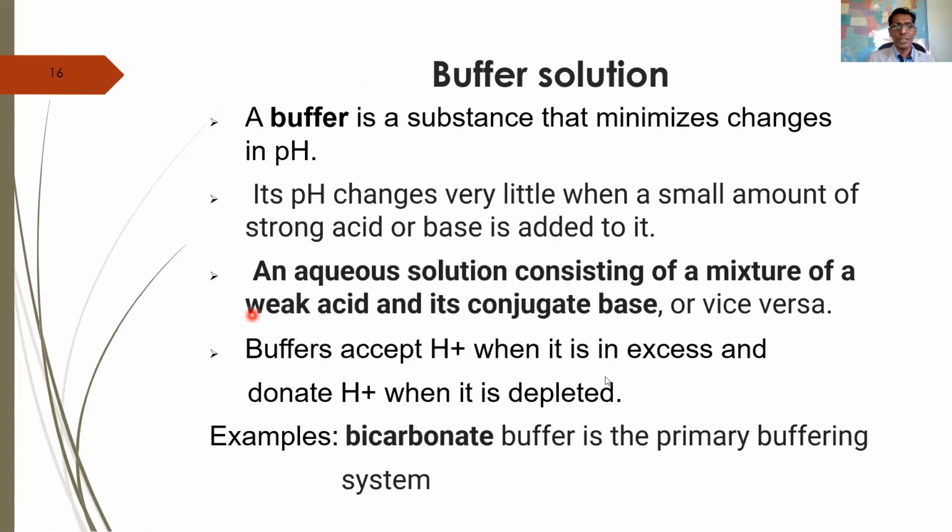An aqueous solution consisting of a mixture of a weak acid and its conjugate base, or vice versa, is a buffer solution. A buffer accepts hydrogen ions when they are in excess and donates hydrogen ions when they are depleted. One good example in our body system is the bicarbonate buffer. It's a primary buffer system. In our blood, we have an abundance of bicarbonate ions that can maintain our blood pH around 7.